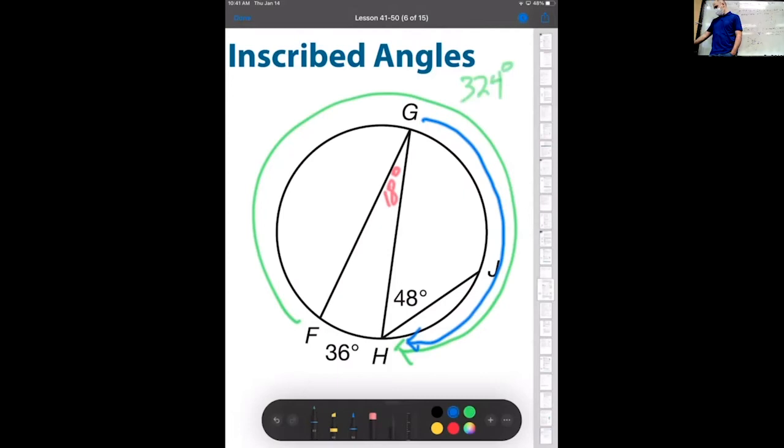It would be double 48. That would be GJ. That's right. So this would be 96 degrees. Good job. And then plus 48 would get it. Wait, what arc are we trying to find? We're trying to find G to H, GH. So we then need to figure out what HJ is. How do we do that? Wouldn't that be 48? Wait, no.